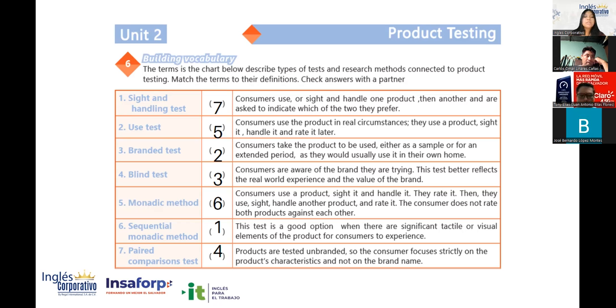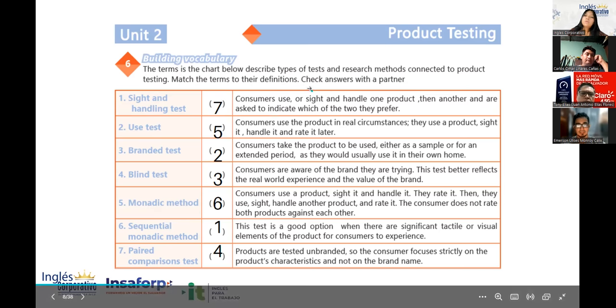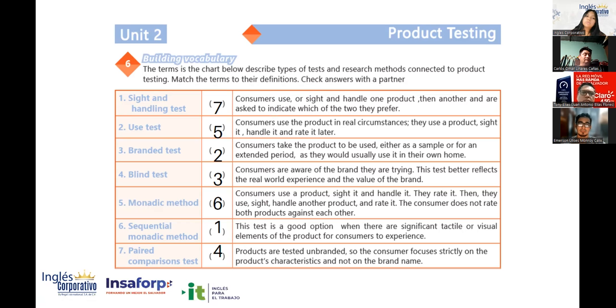Number seven, pair comparison test. Consumers use or see and handle one product, then another, and are asked to indicate which of the two they prefer. They prefer, okay. This one is going to be sight, okay? Sight. And this one is asked with ED. Okay, guys, those are the types of product testing that we can have. As you may see, we have seven, right? From the ones that we have read, which one do you consider is the best one for you?